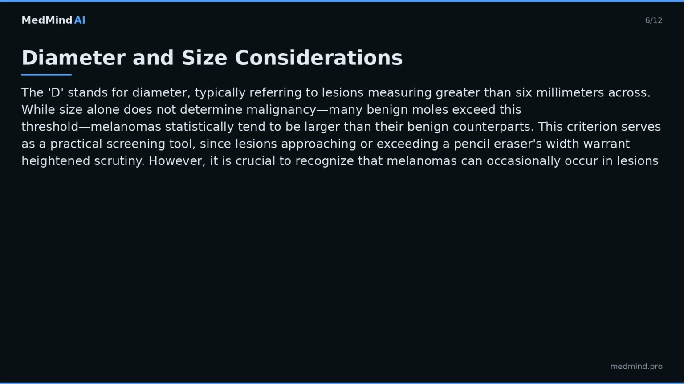However, it is crucial to recognize that melanomas can occasionally occur in lesions smaller than 6 mm, and conversely, many benign skin growths exceed this size without presenting any concern. The diameter criterion functions best in conjunction with the other ABCDE features, particularly when increased size accompanies asymmetry, border irregularity, or color variation. Medical professionals increasingly recognize that rapidly enlarging lesions of any size merit evaluation, regardless of their absolute dimensions.